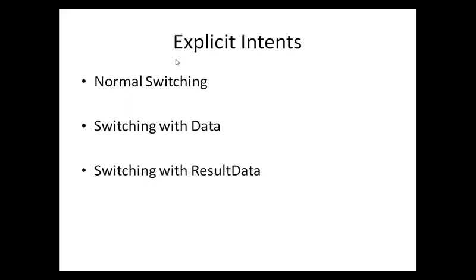And switching with data means, when you pass data from one activity to another activity, you use switching with data. And switching with result data means here also we pass the data from one activity to another, but we expect the result back in the first activity. We will explain that in detail programmatically. So do you understand, guys?